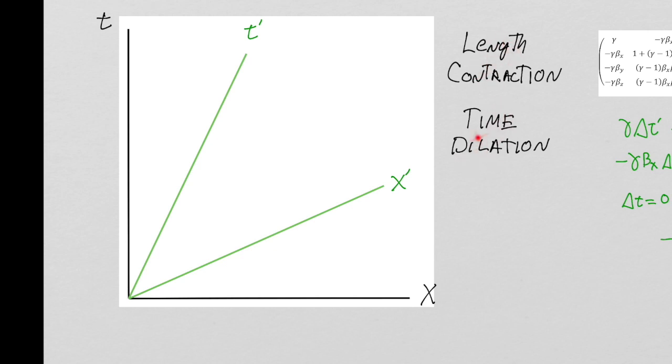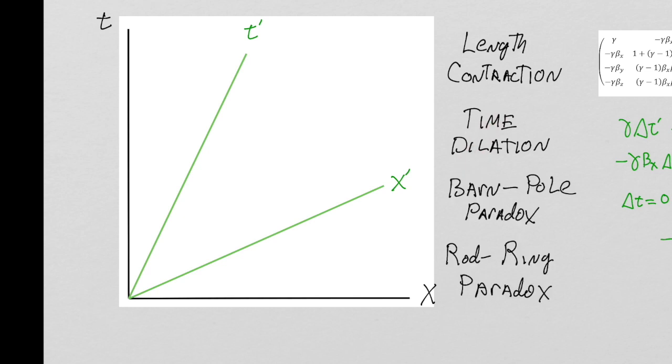But time dilation is really observable because we can measure time very well, and experimentally it seems more attackable. Once we nail those two things down, I also want to talk about the barn-pole paradox. We want to use this Minkowski diagram to resolve the barn and pole paradox.